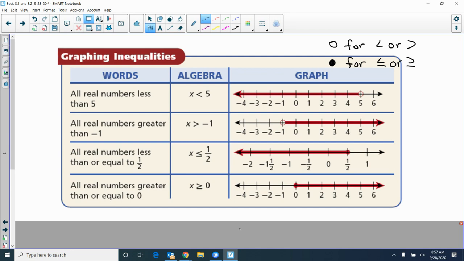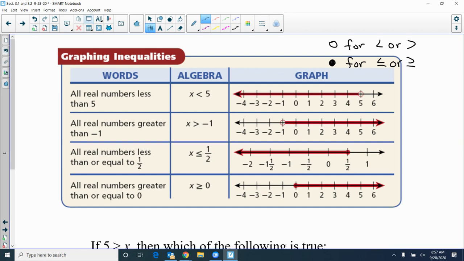3 is bigger than 0, 4 is bigger than 0. All these numbers to the right of 0, and then 0 is equal to it. So I have to include that. Hollow dot, greater than or less than. Solid dot, less than or equal to or greater than or equal to. Okay, so when we graph.